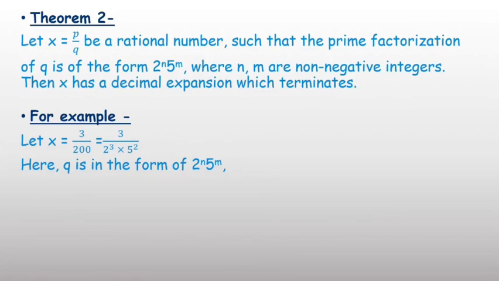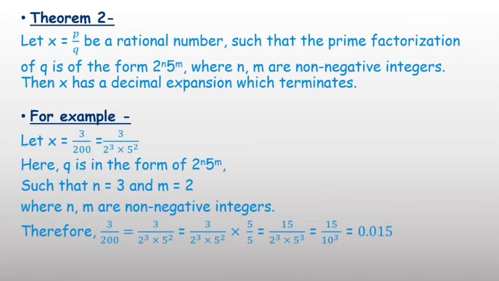Without division, we can decide it is a terminating decimal number, and after how many places after the decimal it will terminate. 200 factorized using the prime factorization method, we can write 3 upon 2 power 3 into 5 power 2. Here the denominator is in the form of 2 power n into 5 power m, such that n equals 3 and m equals 2.